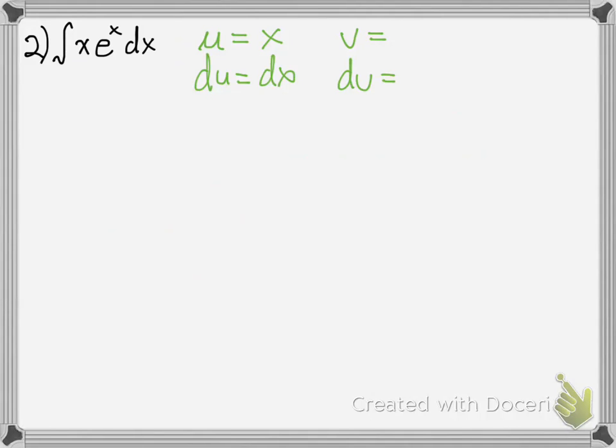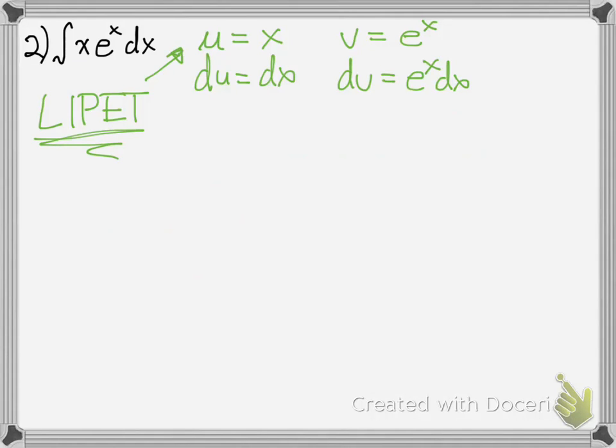But you have to have two separate variables, and these would be those, because the derivative of e to the x is e to the x. Okay, so we base it off LIPET, which I'll explain what that is right now. I'm backing up now. L stands for logs, or ln, I stands for inverse trig, P stands for polynomial, E stands for exponents, and T stands for trig.